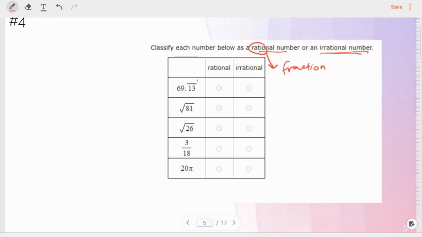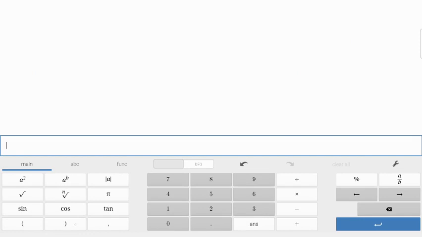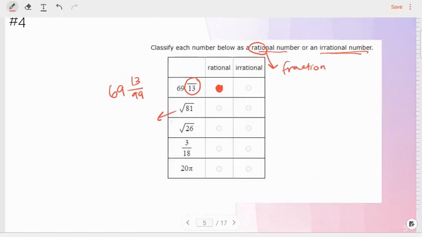So 69 and 0.13 repeating. Well, I can write 0.13 repeating as 13 over 99. 69 and 13 over 99, that can be written as a fraction, so it is rational. Square root of 81, can I write that as a fraction? Well, remember that we can test numbers by plugging them into the calculator. So the square root of 81 is 9. Can I write that as a fraction? I sure can, 9 over 1. That means that's a rational number.